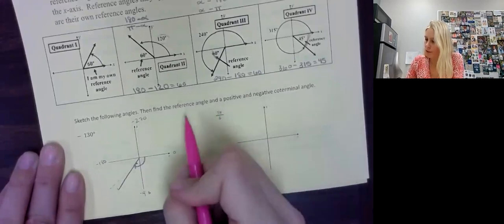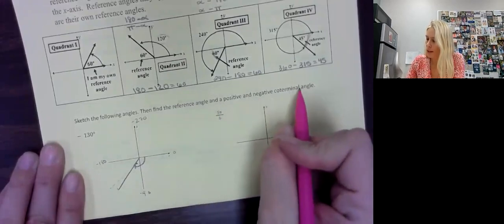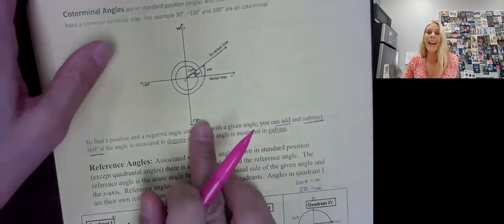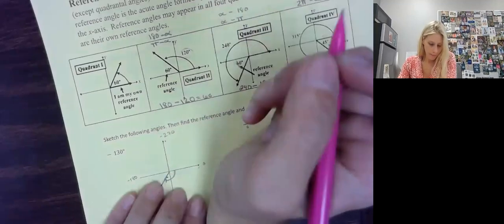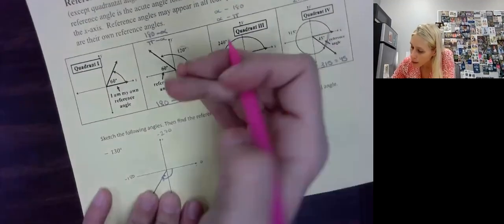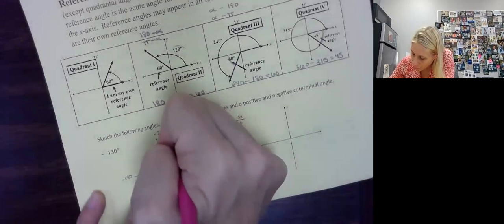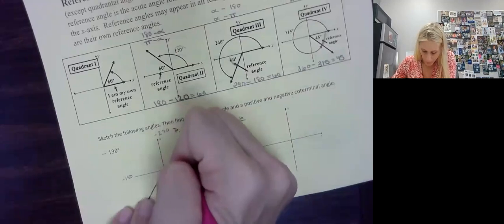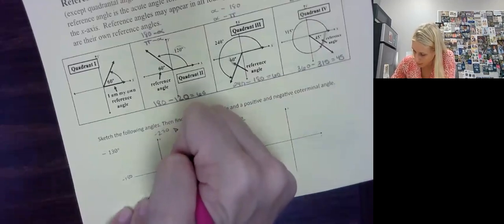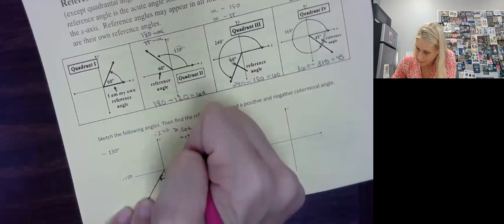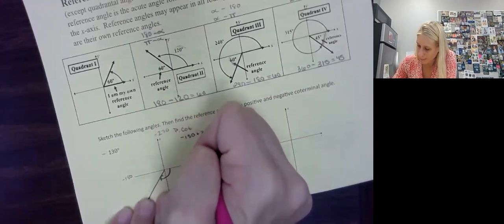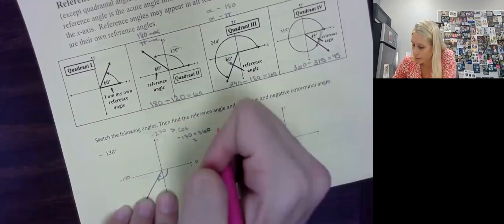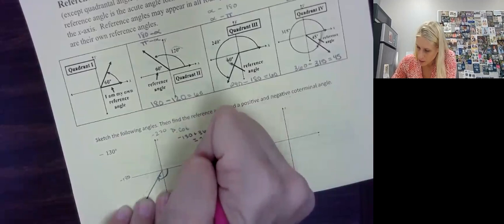Now, before I do the reference angle, I'm going to do a positive or negative coterminal. Remember, that goes back up here. What do we do? We add and subtract your 360. So for a positive coterminal, we take our alpha, which is negative 130, and we're going to add 360 to it because that makes it positive, right? And when we get that, and you do that in your calculator or in your head, you get 230.